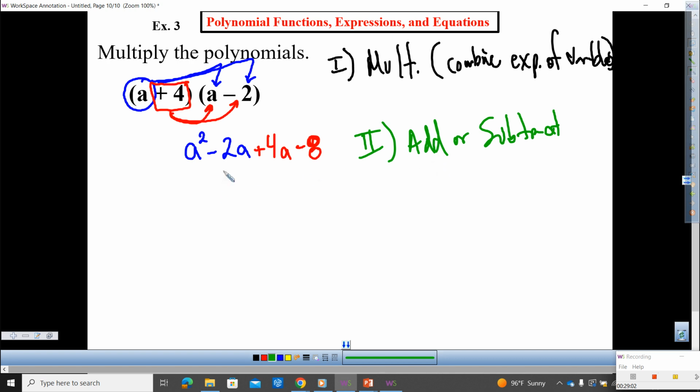Look at this. We have an expression. Can we add or subtract? Yes. Can we combine this one with anything else? No, so I bring it down. Can I combine the negative 2a? Yes, with 4a. What is 4 minus 2? 2a. And at the end, the constant is negative 8, and we are done. Copy that, please.